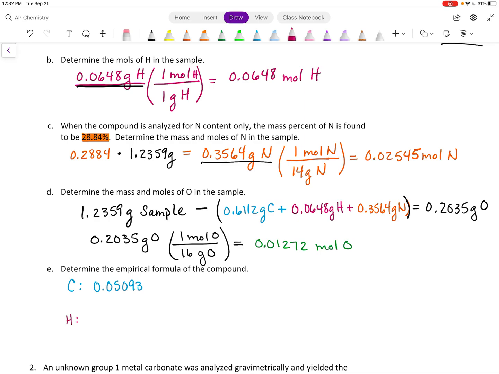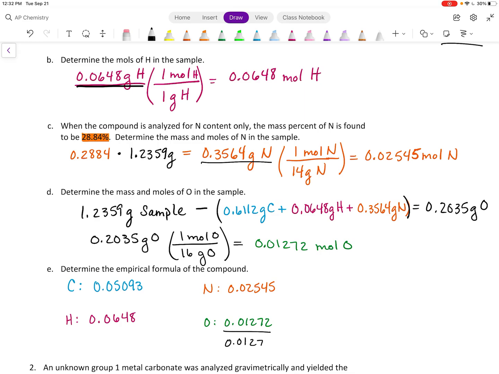For hydrogen, we have 0.0648. For nitrogen, we have 0.02545. And for oxygen, we have 0.01272. Now, oxygen is the smallest amount. We divide each one of these by the smallest amount.